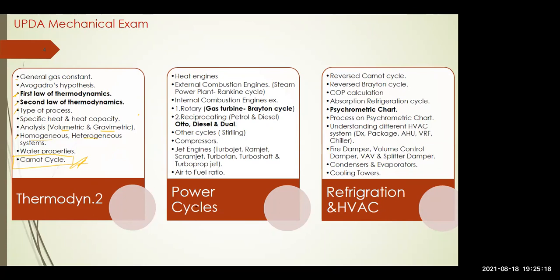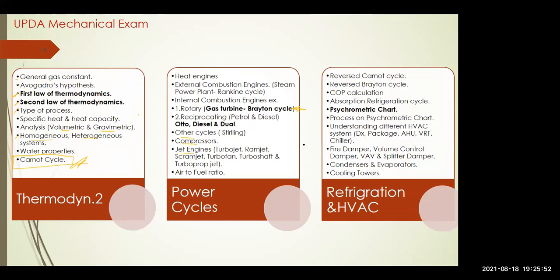Then going to power cycles, and we study this one. We start with the classification of the engine, which is external combustion engine and internal combustion engine, and we study the types related to each one. For example, for external combustion engine like a steam power plant, it's Rankine. For internal combustion engine, we study the two types, rotary or reciprocating, and also this comes in the exam a lot. Other cycles like Stirling, compressor, jet engine, air-to-fuel ratio meaning.